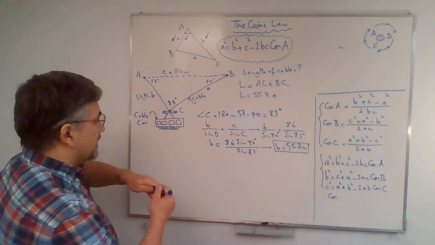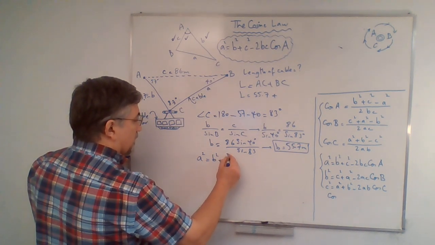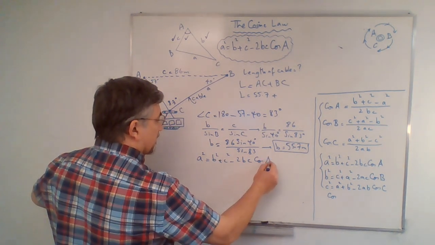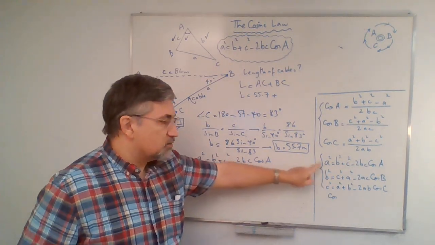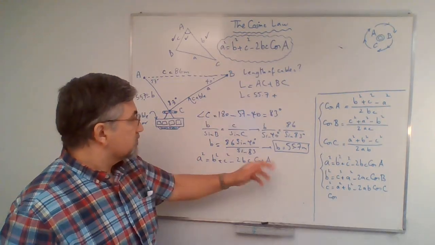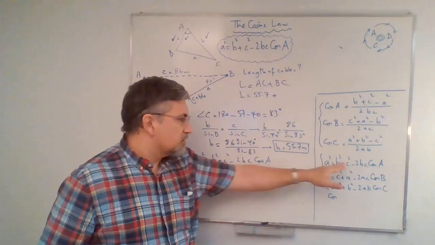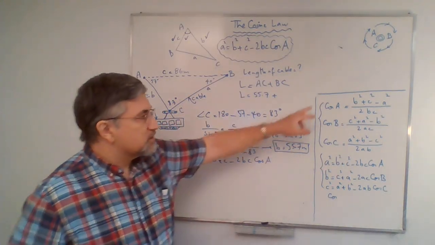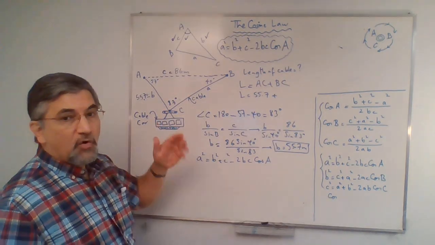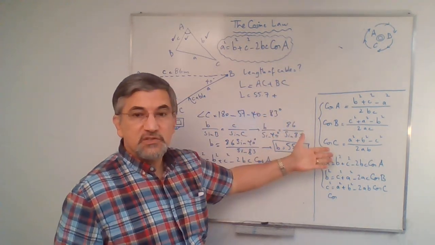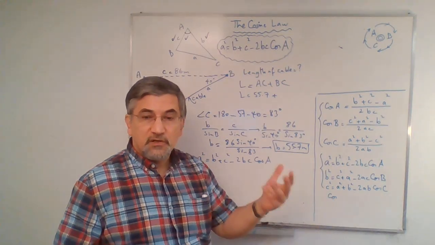So I have to write a squared equals b squared plus c squared minus 2bc cosine of A. I used the first form of cosine law. I wanted to find side a, so I used the first form. I'm not using the other form because I'm not interested in finding any angles. Look at the diagram. All the angles are known. So why would I bother using the second form of cosine law? I will use this first form because I'm looking for the side lengths.